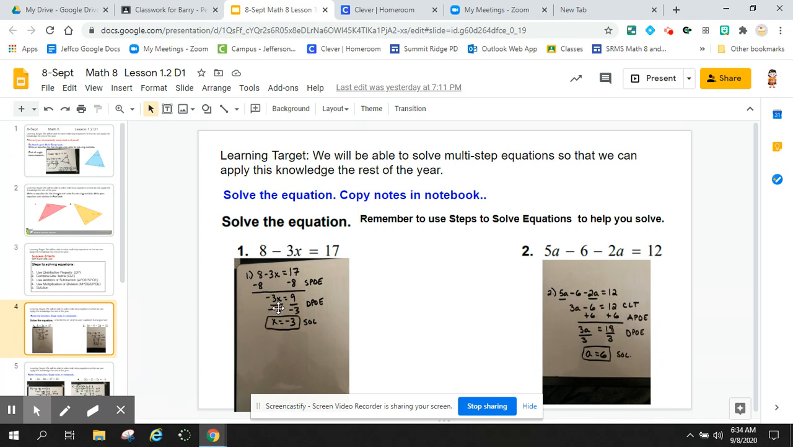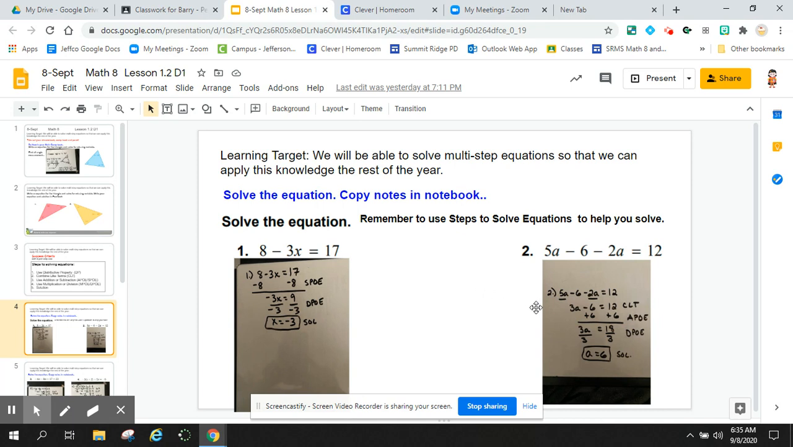Then I see that I have multiplication here, 3 times x. Opposite of multiplication is division. I use a fraction line to represent division, and I'm going to divide both sides by negative 3. The reason I'm dividing by negative 3 is because I want it to become a positive 1. The rule for integers is a negative divided by a negative is a positive. So x equals negative 3.